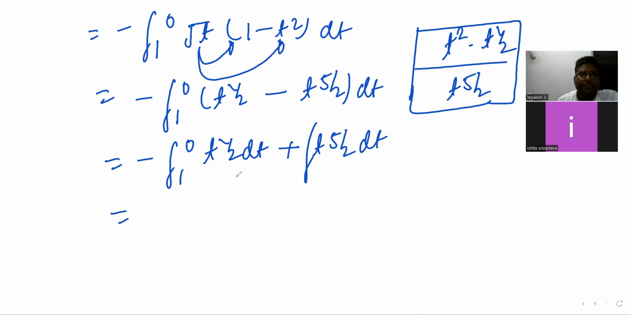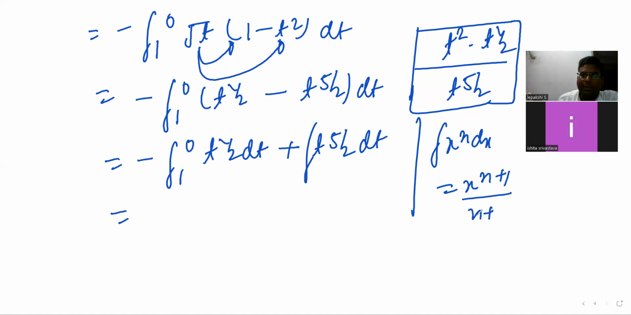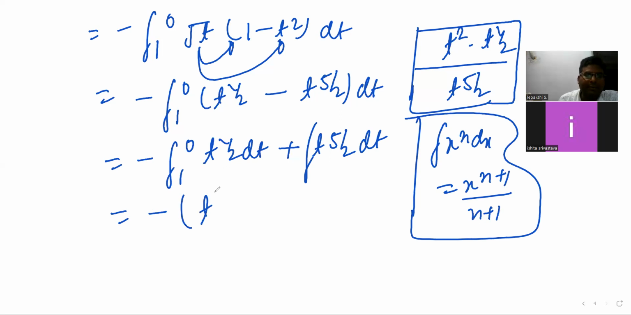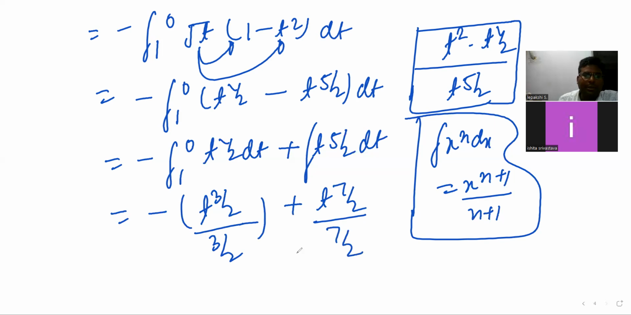So in integration, we will apply the power formula. As we know, x raised to n dx is equal to x raised to n plus 1 by n plus 1. So this is the answer for it. So it will be minus of t raised to, when we add 1, then it will become 3 by 2 and the power is divided, and plus t raised to 7 by 2 divided by 7 by 2. Now put the limits 1 to 0.